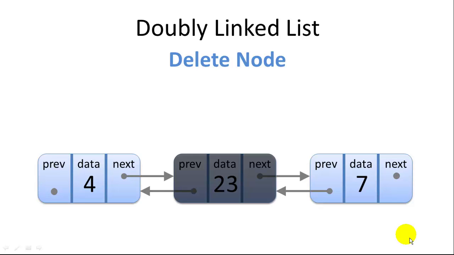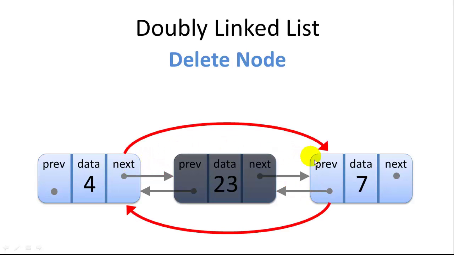Let's look at how to delete a node. Let's say we want to delete this 23 node here. What we really have to do is update the pointers pointing into node 23. We don't care about the pointers going out of node 23. And what we want to do is bypass that whole node and jump to the next one. So the next pointer in the previous node should point to 23's next node. And the previous pointer in the next node should point to 23's previous pointer. Basically, we just bypass this node, whether we're going forward or backward.